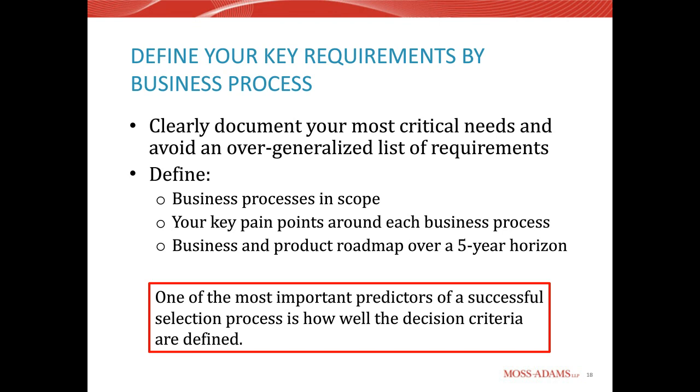And you should start by defining your business processes in scope and the pain points around each business process. And while defining your pain points, don't limit yourself to now. You should envision your business and product roadmap over a 5-year horizon. Once you fully understand your current system breakpoints and you know what your strategic direction is, then you're ready to work with the process owners to come up with the to-be system requirements.